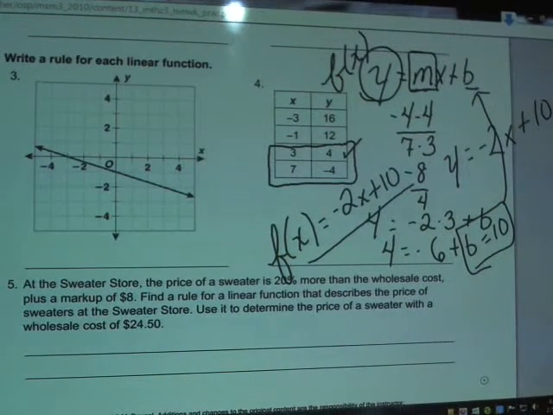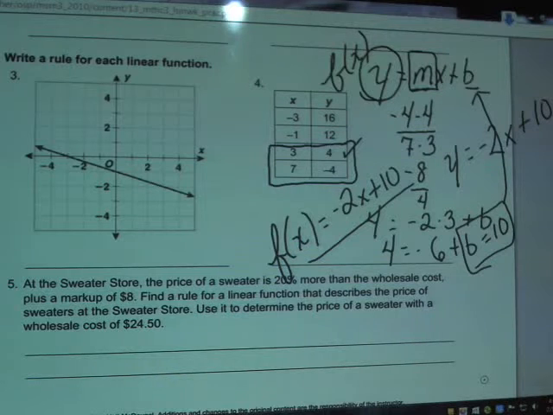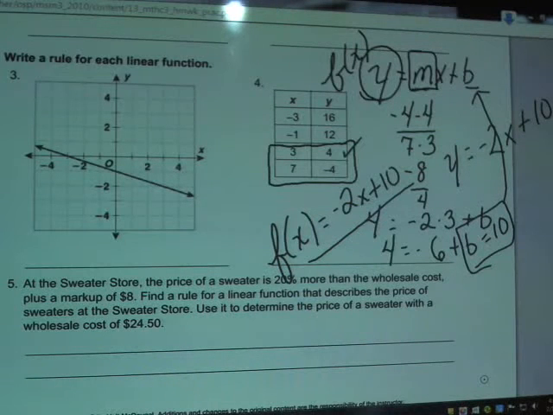All right, let's look at the last one. At the sweater store, the price of a sweater is 20% more than the wholesale cost plus a markup of $8. Find a rule for a linear function that describes the price of the sweaters at the sweater store. Use it to determine the price of a sweater with a wholesale cost of $24.50.